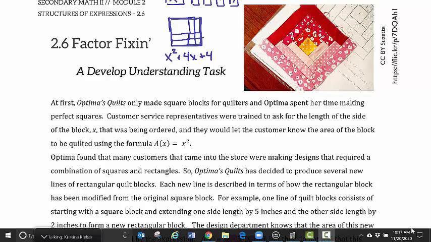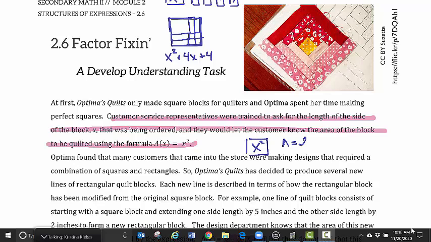At first, Optima's quilts only made square blocks for quilters, and Optima spent her time making perfect squares. Customer service representatives were trained to ask for the length of the side of the block X that was being ordered, and they would let the customers know the area of the block to be quilted using the formula of x squared. So again, they'd say a length x and another length x, which would make x squared, because area is length times width, so x times x.